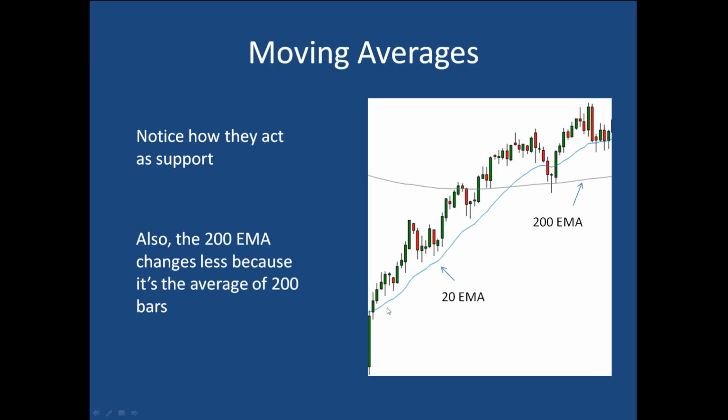And you can see how it acts as support. Anytime prices come near it, it bounces off. This is also how you can tell you're in a trend, that prices just continue to bounce off of the EMA the whole way up. And you see how the 200 exponential moving average acted as resistance here, and then it broke out, acted as support here, and acted as support again.